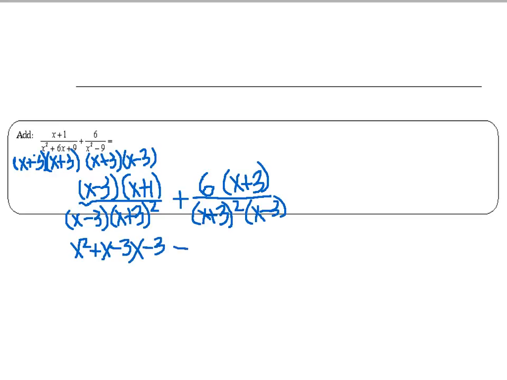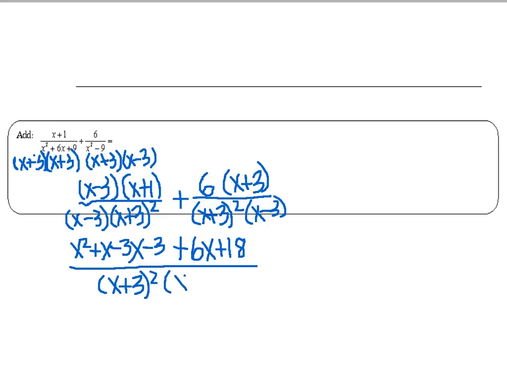And I've got plus, let's look at the top of this other one. 6 times x is 6x, and 6 times 3 is 18. So I've got plus 6x plus 18. And I can combine them all together like that because it's all addition. And on the bottom, I've got x plus 3 squared times x minus 3. And remember, we can keep our denominators in that form. We just need to combine the tops here.